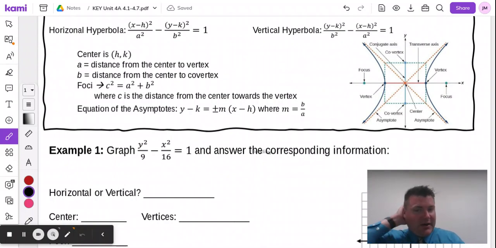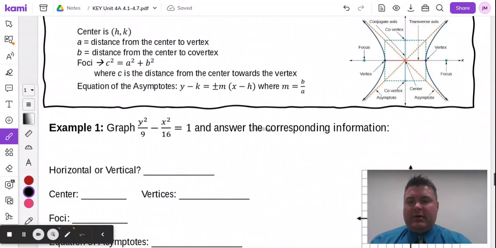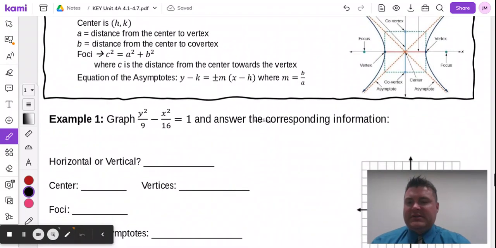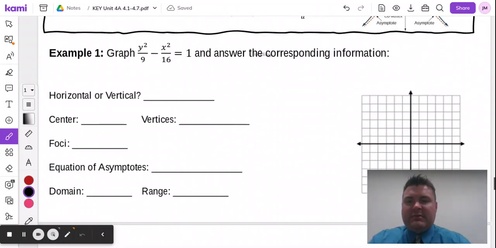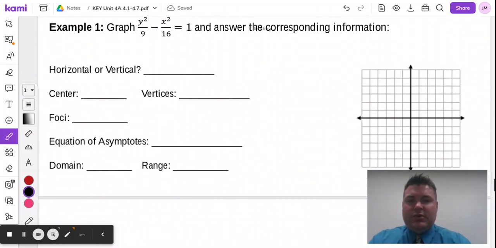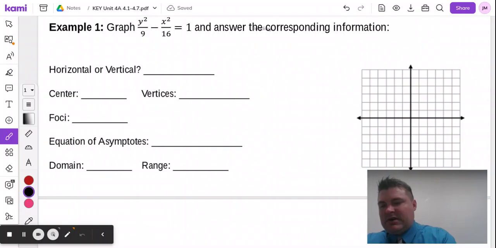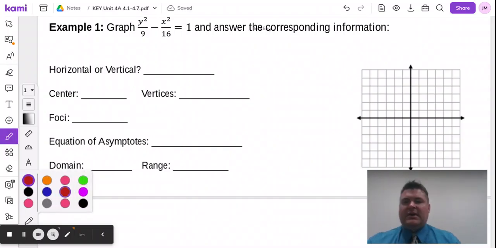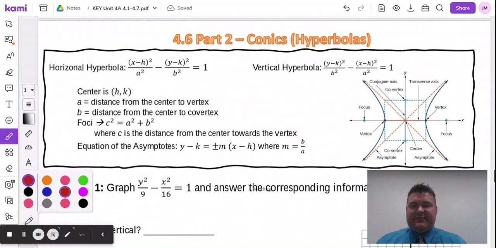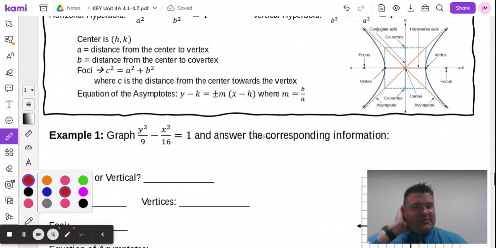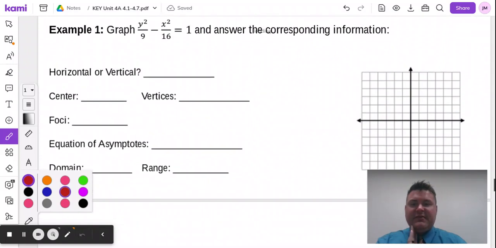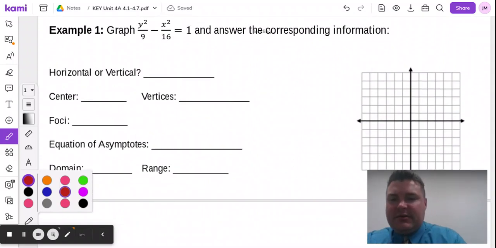I think it's easiest if I go through this, and then I will answer all of these questions as I go through this first example. So for example 1, we're going to graph y squared minus x squared equals 1 and answer the corresponding information. Whenever our y is first, that's going to give us a vertical hyperbola. You can see that up there in that little box. So whenever the y is first, we have a vertical hyperbola. So this is going to be vertical.